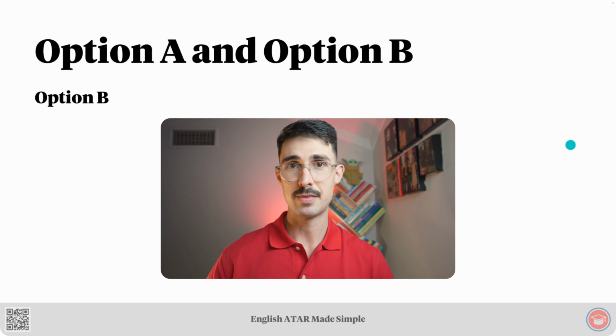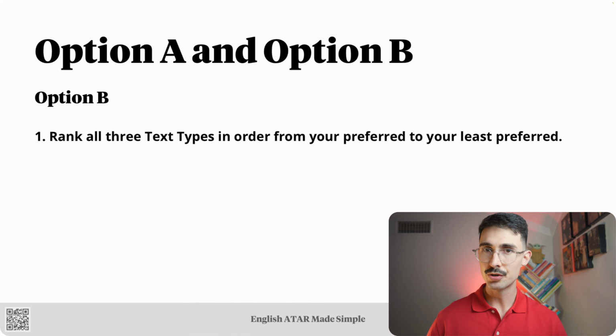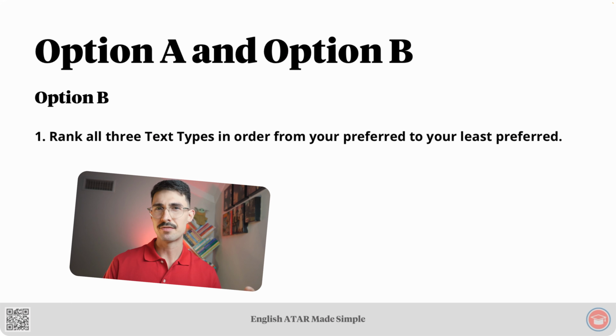This is option B. In short, it involves studying 2 text types. Studying 2 text types means that you will firstly rank all 3 text types in order from your preferred to your least preferred. Note that your third preference is simply the text type that you will not study.